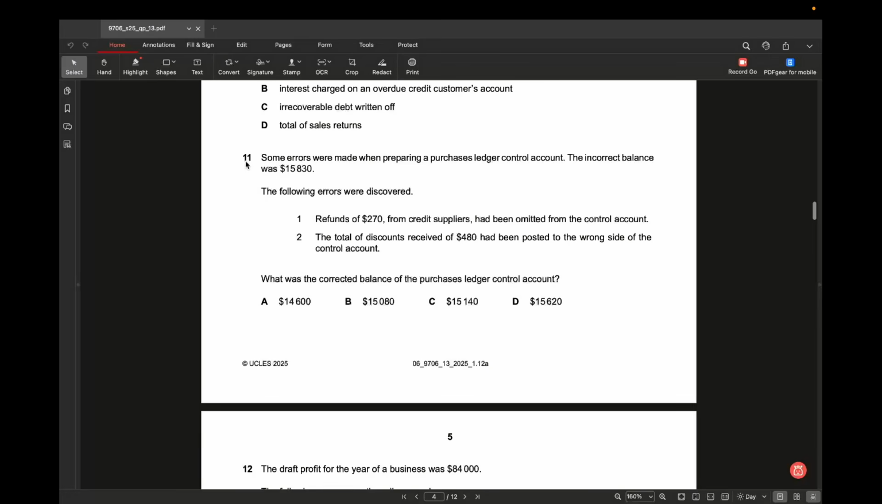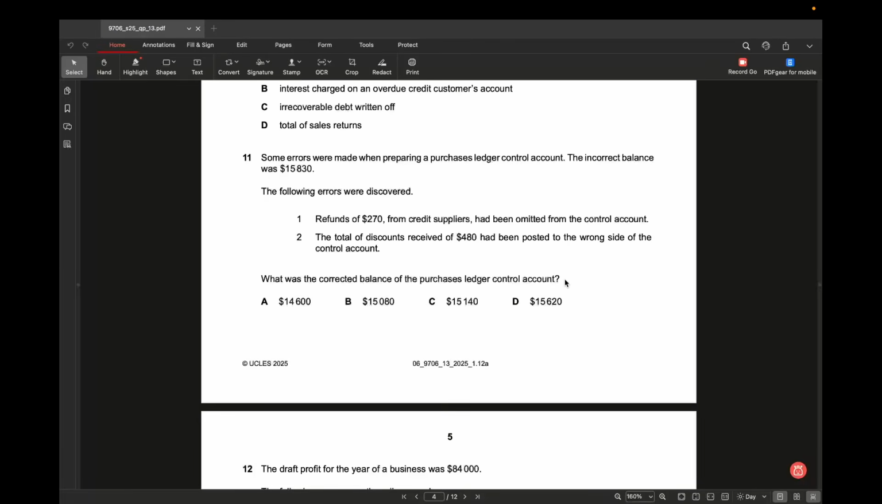Question number 11. Some errors were made when preparing a purchase ledger control account. The incorrect balance was 15,830. The following errors were discovered. Refund of 270 from credit supplier had been omitted from the control account. The total of the discount received of $480 had been posted to the wrong side of control account. What was the correct balance of the purchase ledger control account?